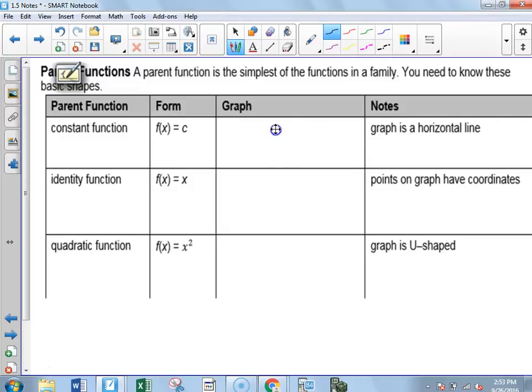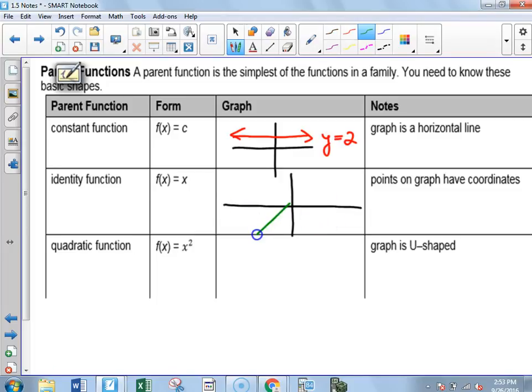If we have a horizontal line that's up here at maybe y equals 2, that would be a constant function. The identity function would go through points like 1, 1, 2, 2, 3, 3. Okay, I'm just making something up here. It goes through the origin. Sorry, I didn't do a very good job. So far, so good? Yeah, exactly.